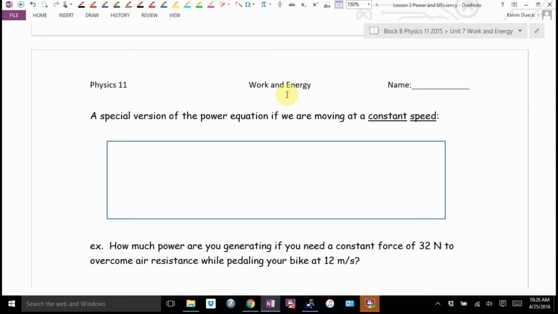Braden, a special version of the power equation. So you ready? If we're moving at a constant speed, power is work over time. Yes, that's how we've defined it. And how have we defined work? What is the equation for work? Good. Force times distance over time. Write that. And then do me a favor. Circle these two.